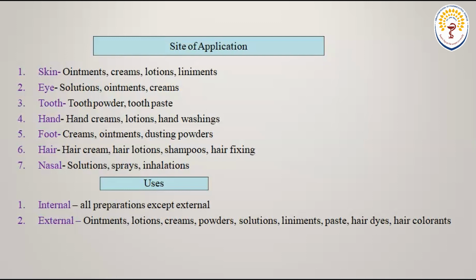So that's all about pharmaceutical dosage form: why we need pharmaceutical dosage form, classification of dosage form according to site of action, uses, physical nature and route of administration, and the factors we consider before manufacturing or formulating any pharmaceutical dosage form. For today, this is enough.